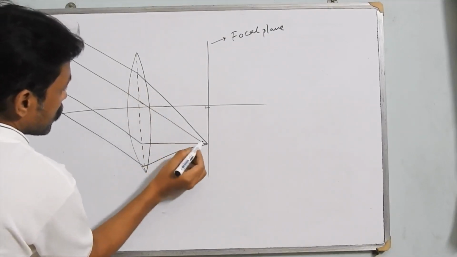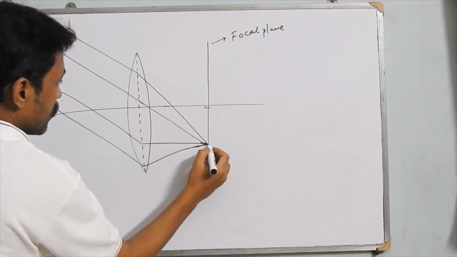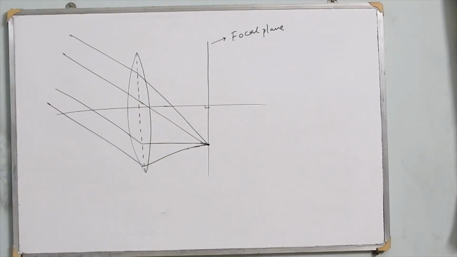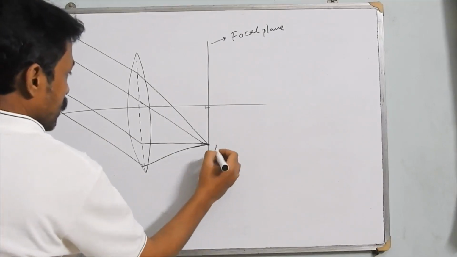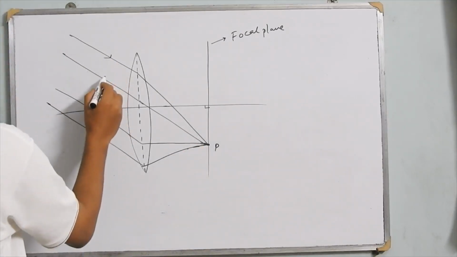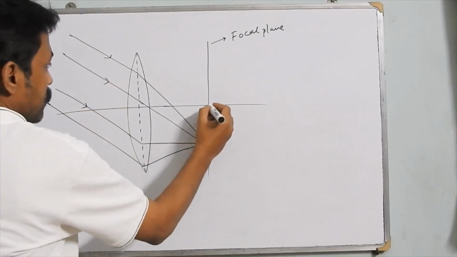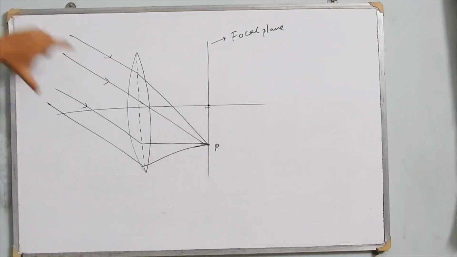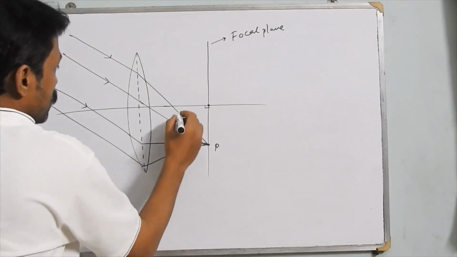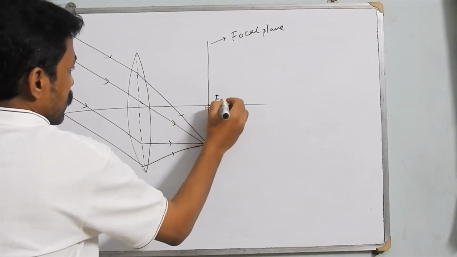So they will all meet at some point P on the focal plane, and this focal plane is a plane that is perpendicular to the principal axis and it passes through the focus. So in this case, we have shown a set of parallel rays. They converge to some point on the focal plane, and that focal plane passes through the second principal focus.